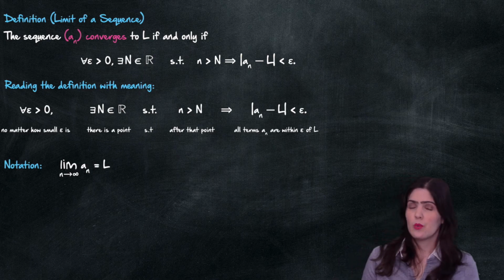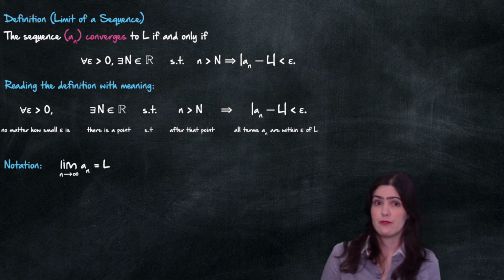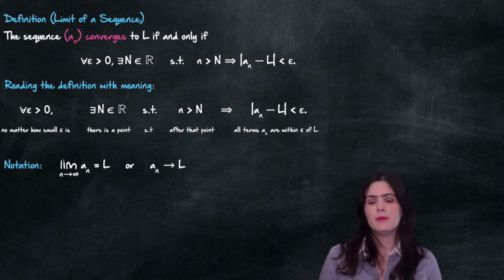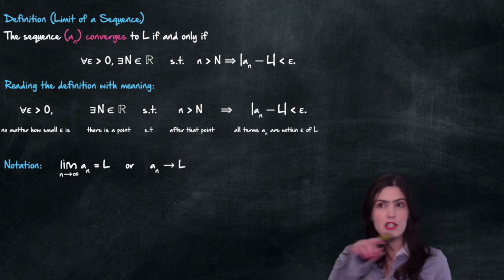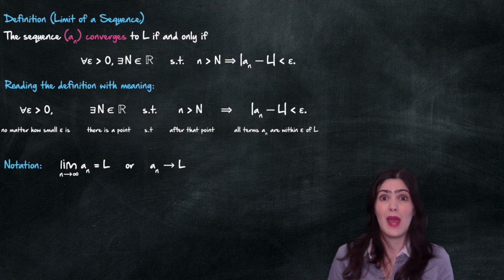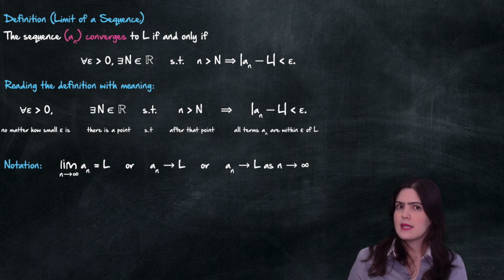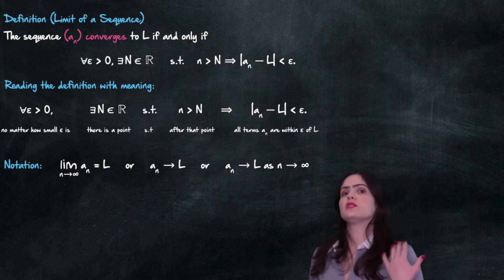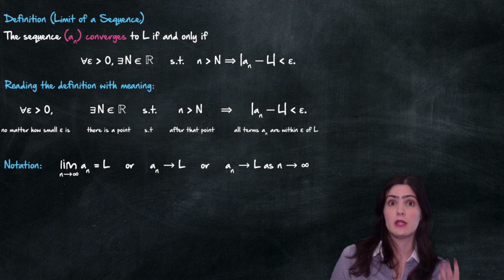In terms of notation, we can write it as the limit as n approaches infinity of an equals L. But we can also write just an and like a little arrow L. That means an tends to L. And sometimes we write an tends to L as n tends to infinity. Those are the three most common notations for this.